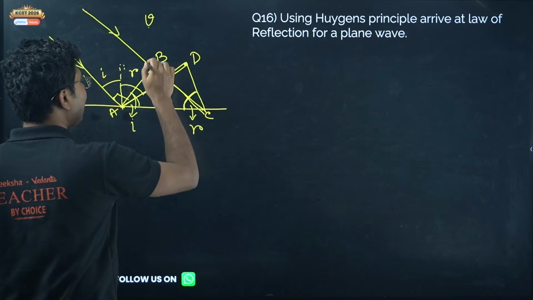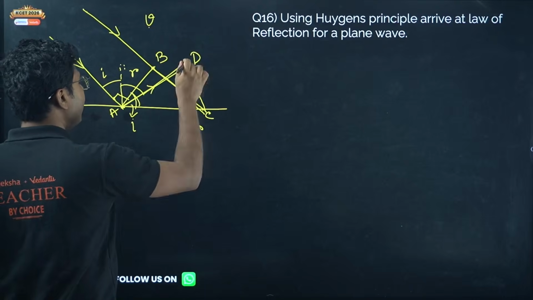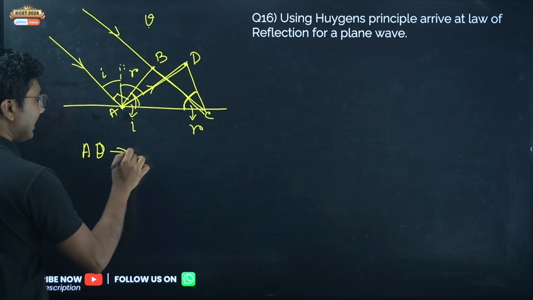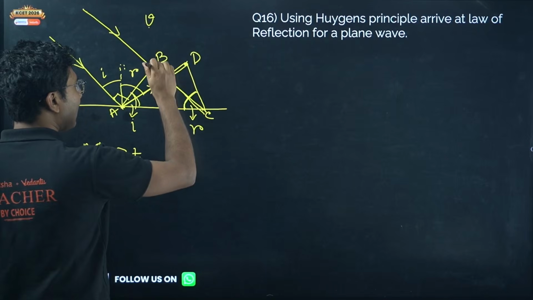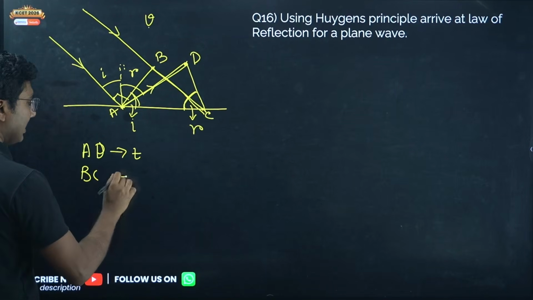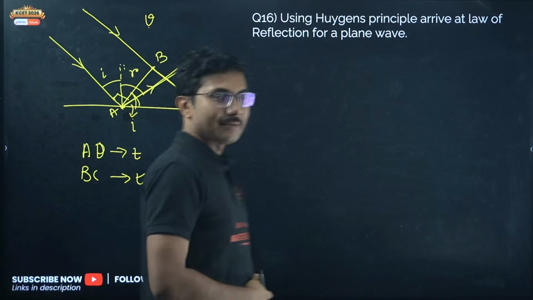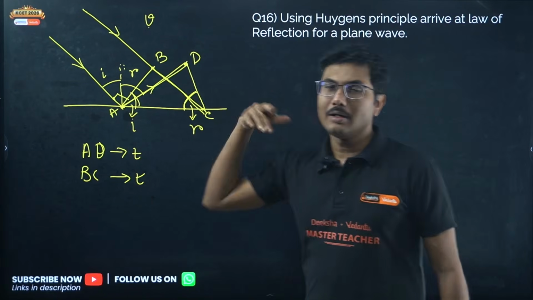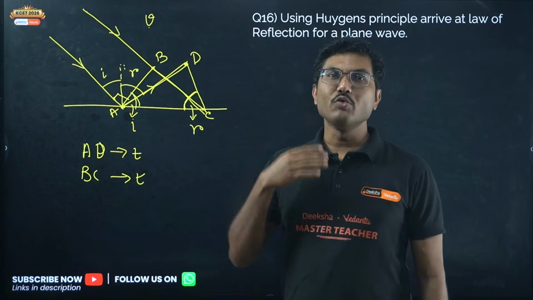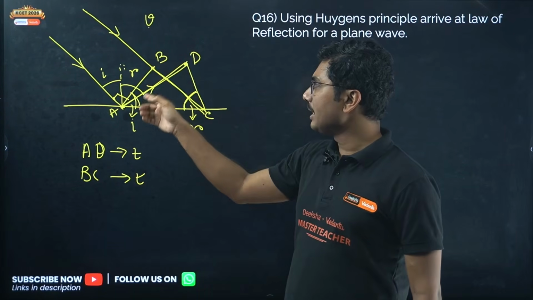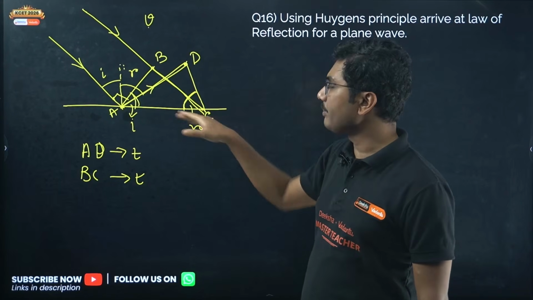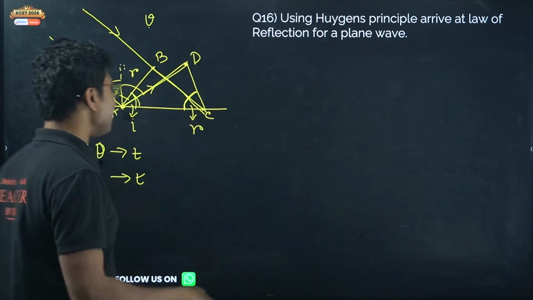So the time taken by the light to reach from A to D is, say, T. Then the time taken by the light to reach from B to C will also be T, because the light is traveling in the same medium, and the wavefront is designed in such a way that all points are connected through phase. So if they were in phase, these 2 points should also be in phase. That means the distance traveled has to be the same because they are in the same medium. That is the basic idea.